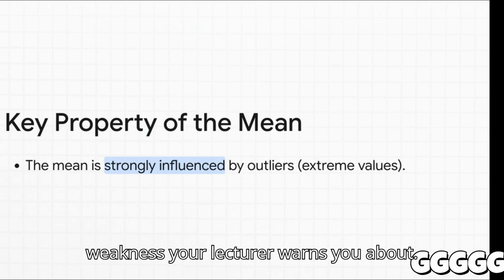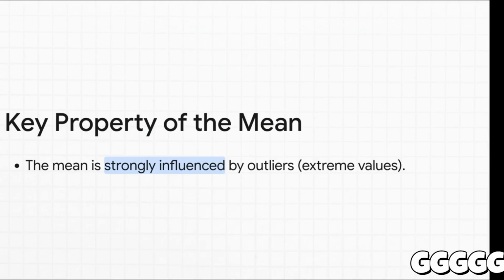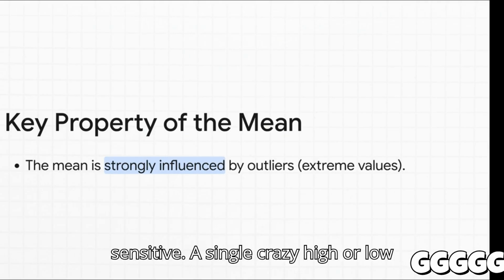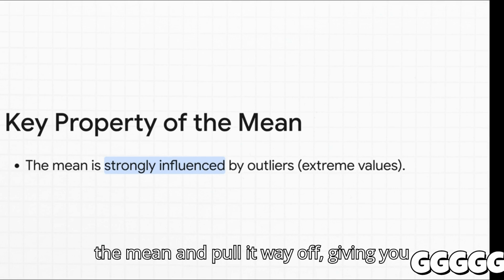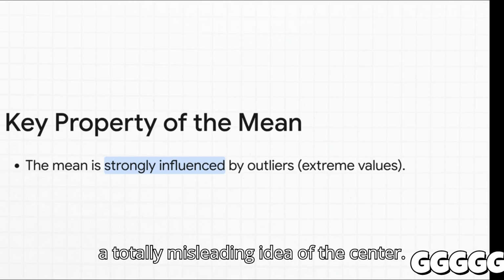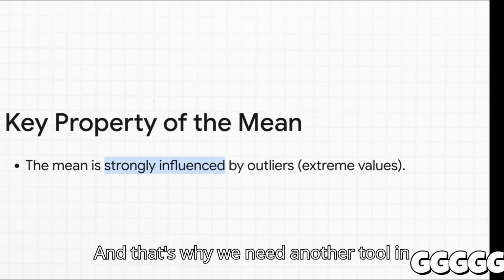And there it is, the weakness your lecturer warned you about. The mean is, well, it's kind of sensitive. A single crazy high or low number, an outlier, can basically grab the mean and pull it way off, giving you a totally misleading idea of the center. And that's why we need another tool in our kit.